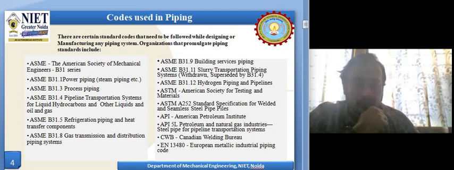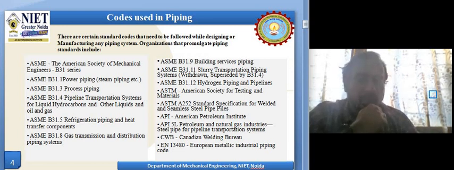Now, most of the codes which we follow in the pipeline system are derived from the ASME. This ASME stands for American Society of Mechanical Engineers. The B31 series is a type of code which is followed in the piping industry. So there is B31.1 for power piping, B31.3 for process piping, B31.4 for the transportation of liquid hydrocarbon, B31.5 for refrigeration piping, and so on. So these pipings are mostly used.